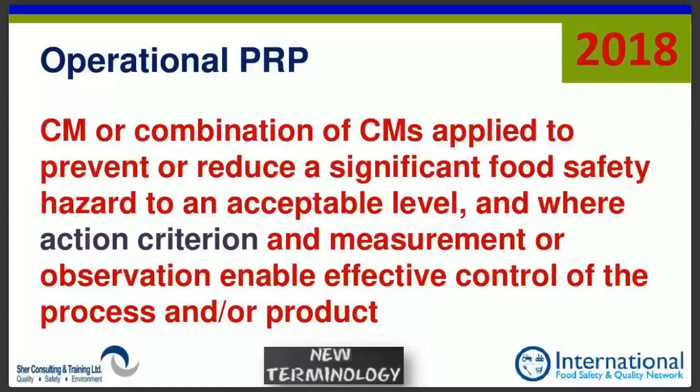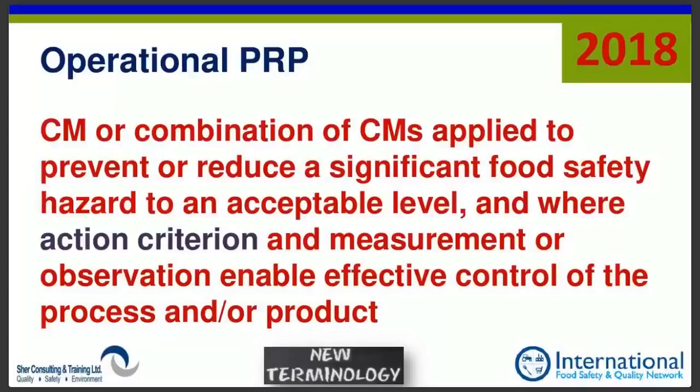So we can now find two different types of OPRPs. The first type of OPRP will be those OPRPs that are steps in the process alongside their CCP friends, but they're not measurable. They are observable. So they're now OPRPs. So as we go through the process, we will have steps in the process that are CCPs, and steps in the process that are OPRPs, and steps in the process that are nothing.